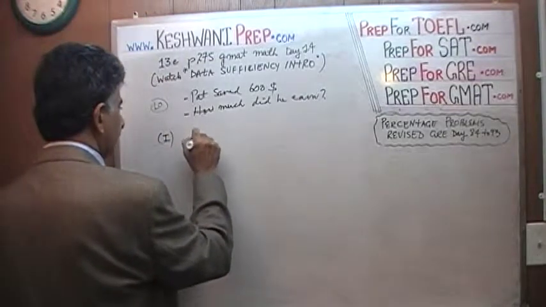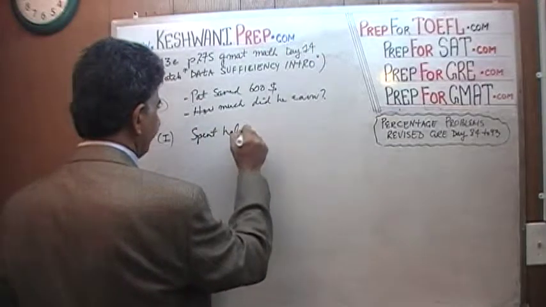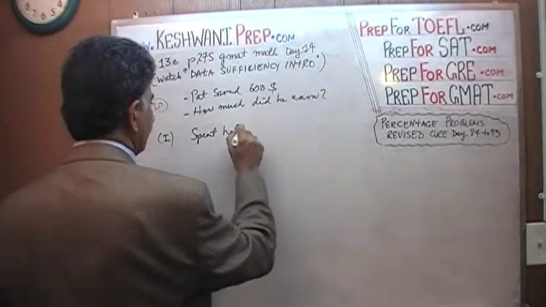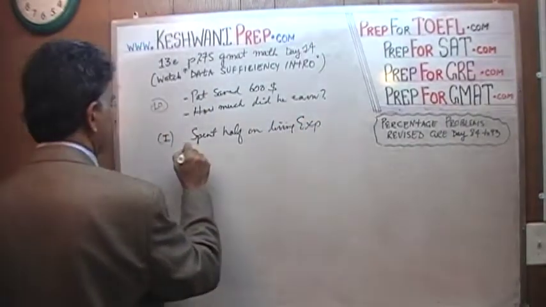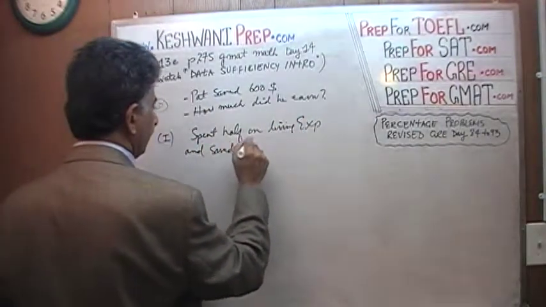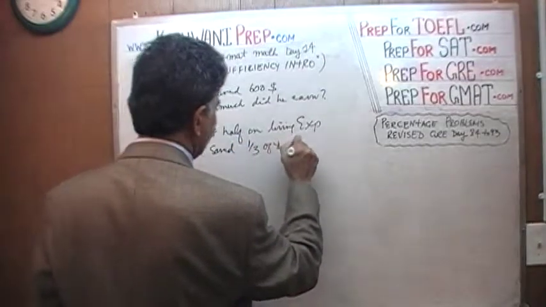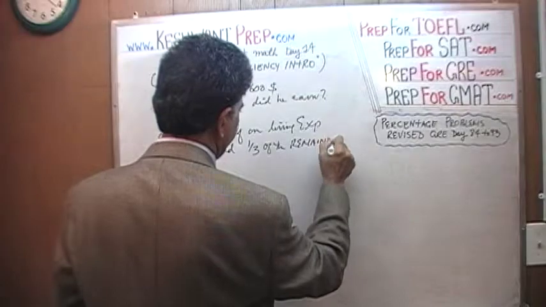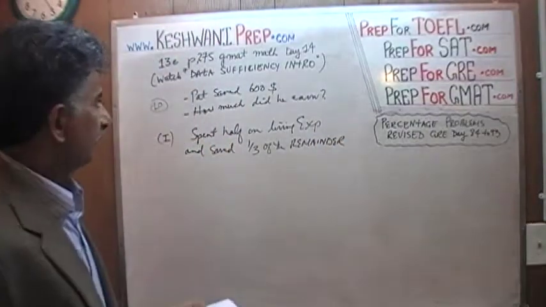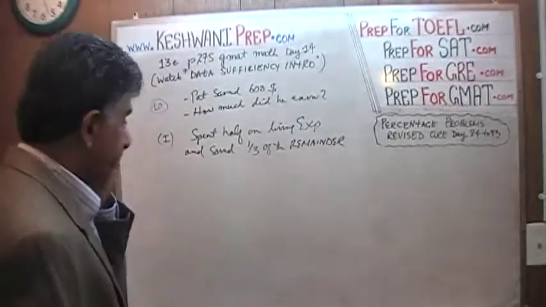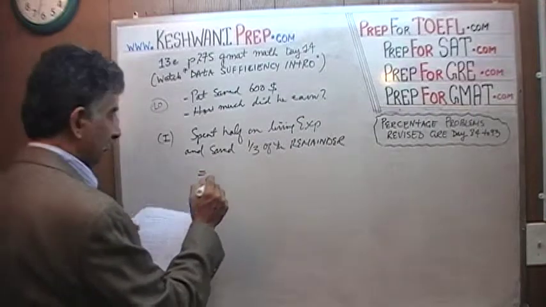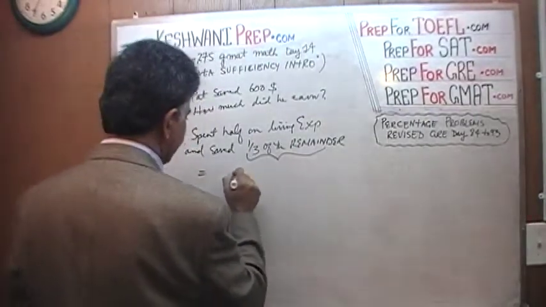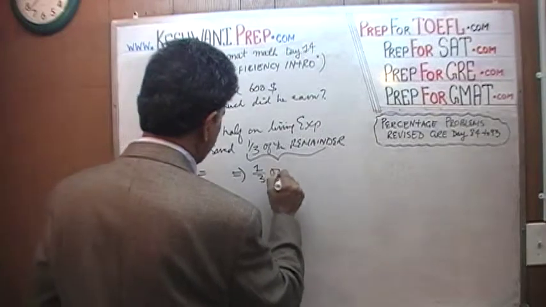So he spent half on living expenses, they tell us, and saved 1/3 of the remainder. Is that enough to figure out how much he earned? Well, let's take a look. If he saved 1/3 of the remainder, that means he saved 1/3.